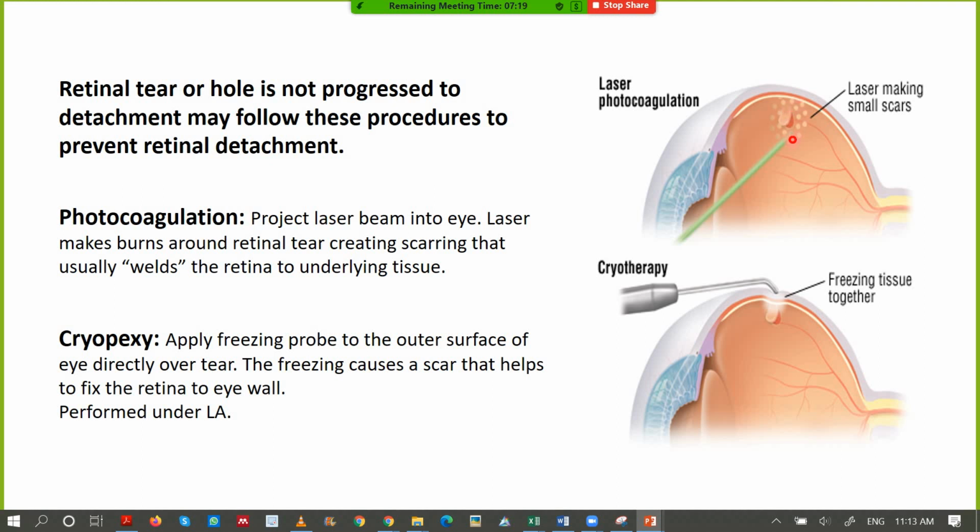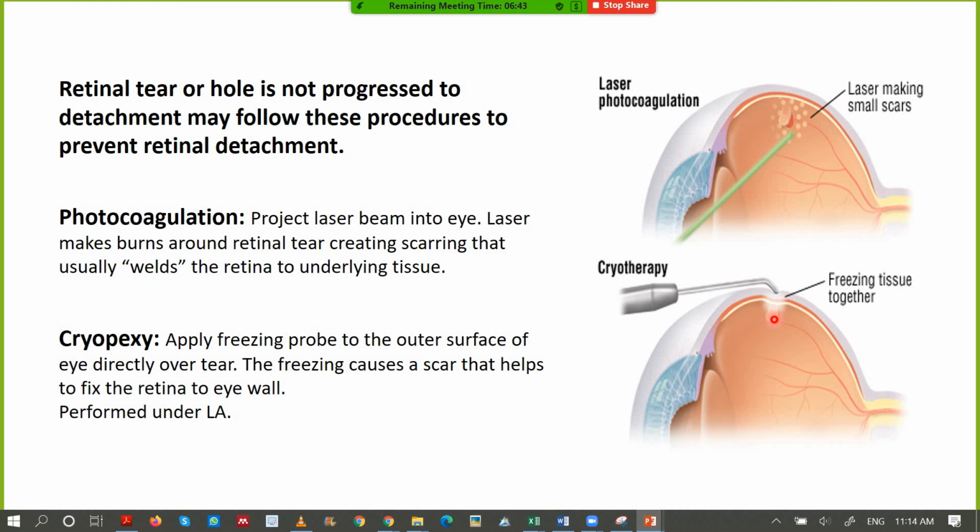So it is just like a welding process: if we weld all around this part, the hole will still be there, but it won't progress. This particular thing is called photocoagulation. There is something called cryotherapy. In cryotherapy, we freeze the cells. We freeze the outer cells with a probe, and that freezing will leave a scar there. Once there is a scar, the tear will not progress further.